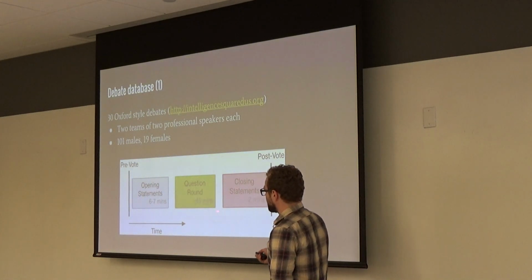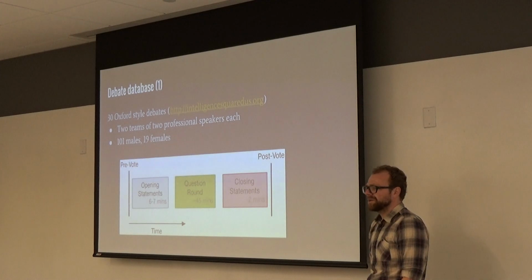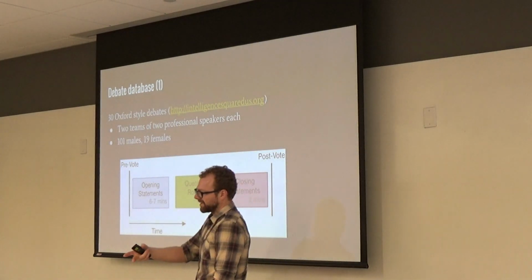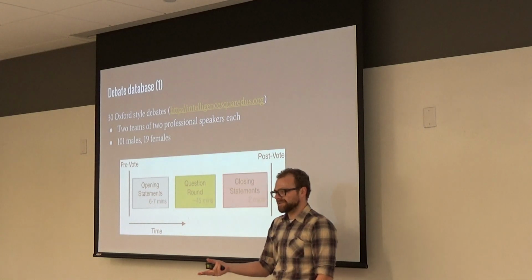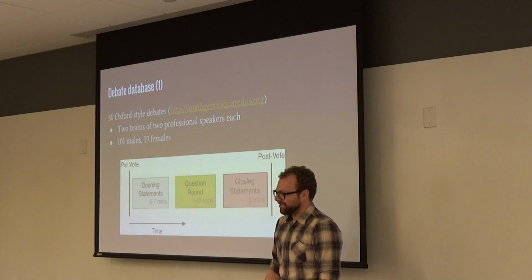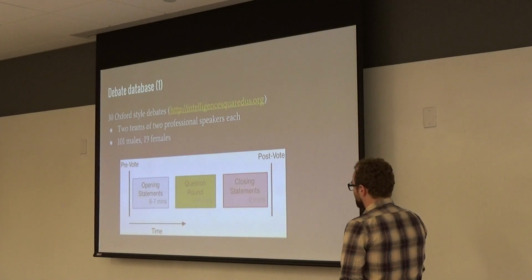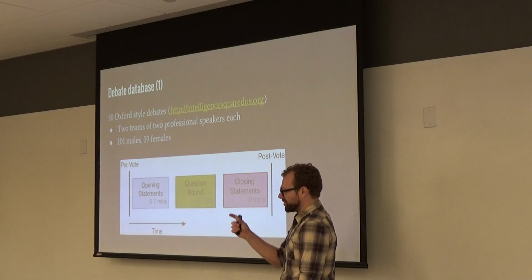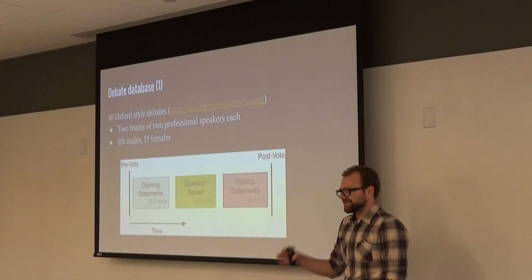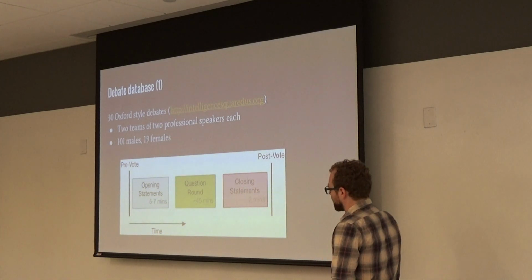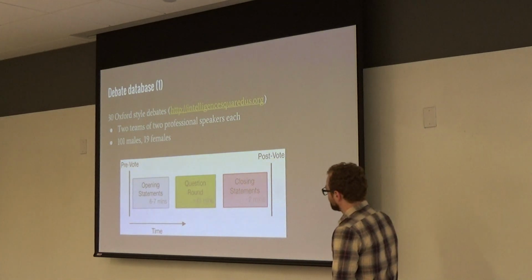Then there is a 45-minute, on average, open question phase where the audience can ask questions, the moderator can ask questions, and the debaters can address each other directly. That open question round is followed by a closing statement, which is 2 minutes in length, and basically just sums up the ideas, or brings the final argument of the speaker.